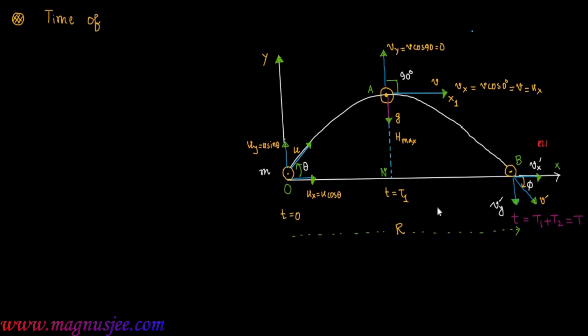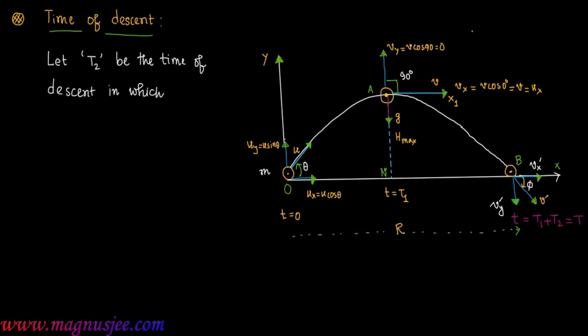Now we have to find the expression of time of descent. Time of descent of the projectile, that is the time taken by the projectile to move from the highest point A to the point B at which the projectile strikes the ground during downward motion. Let T2 be the time of descent, in which the projectile moves from the highest point A to B at which the projectile strikes the ground.